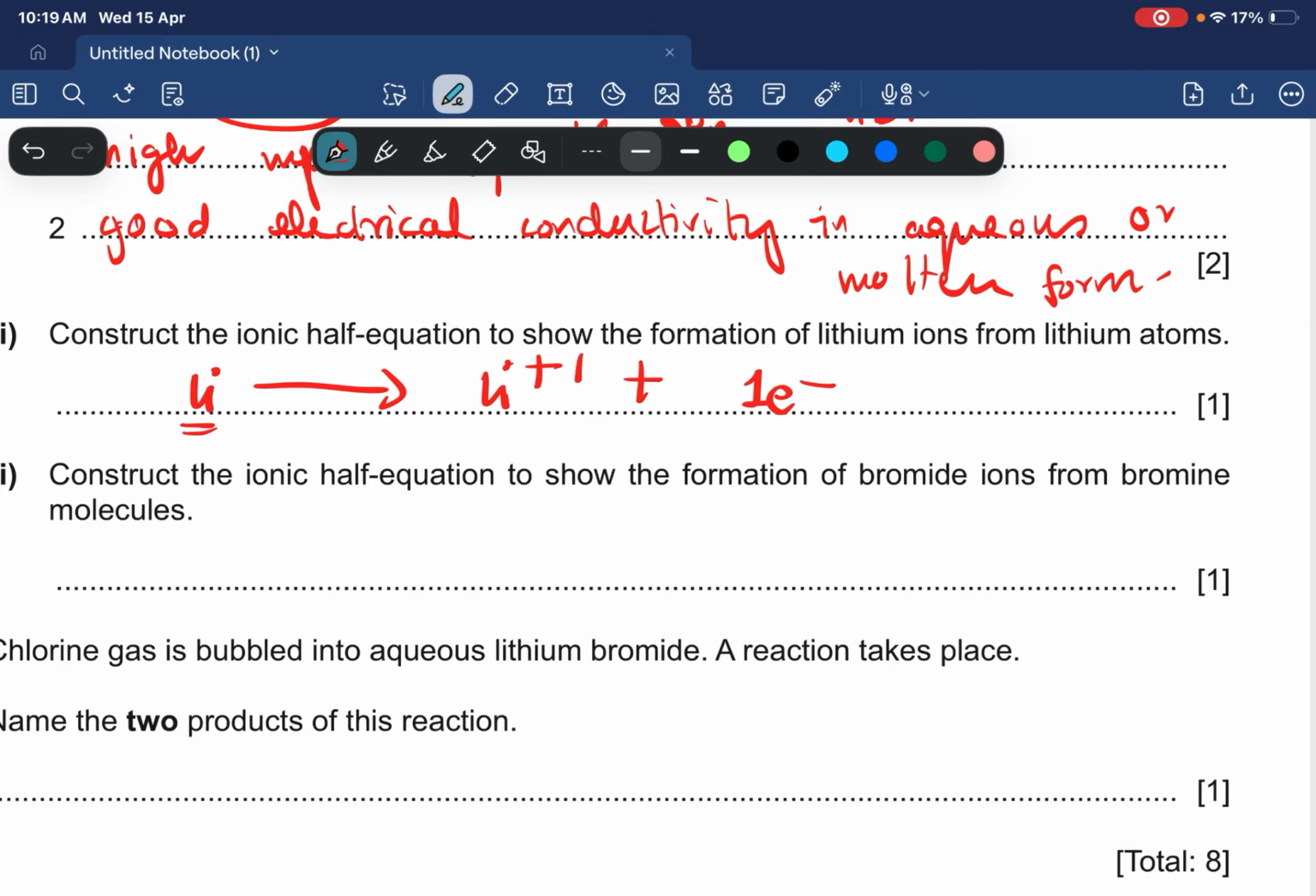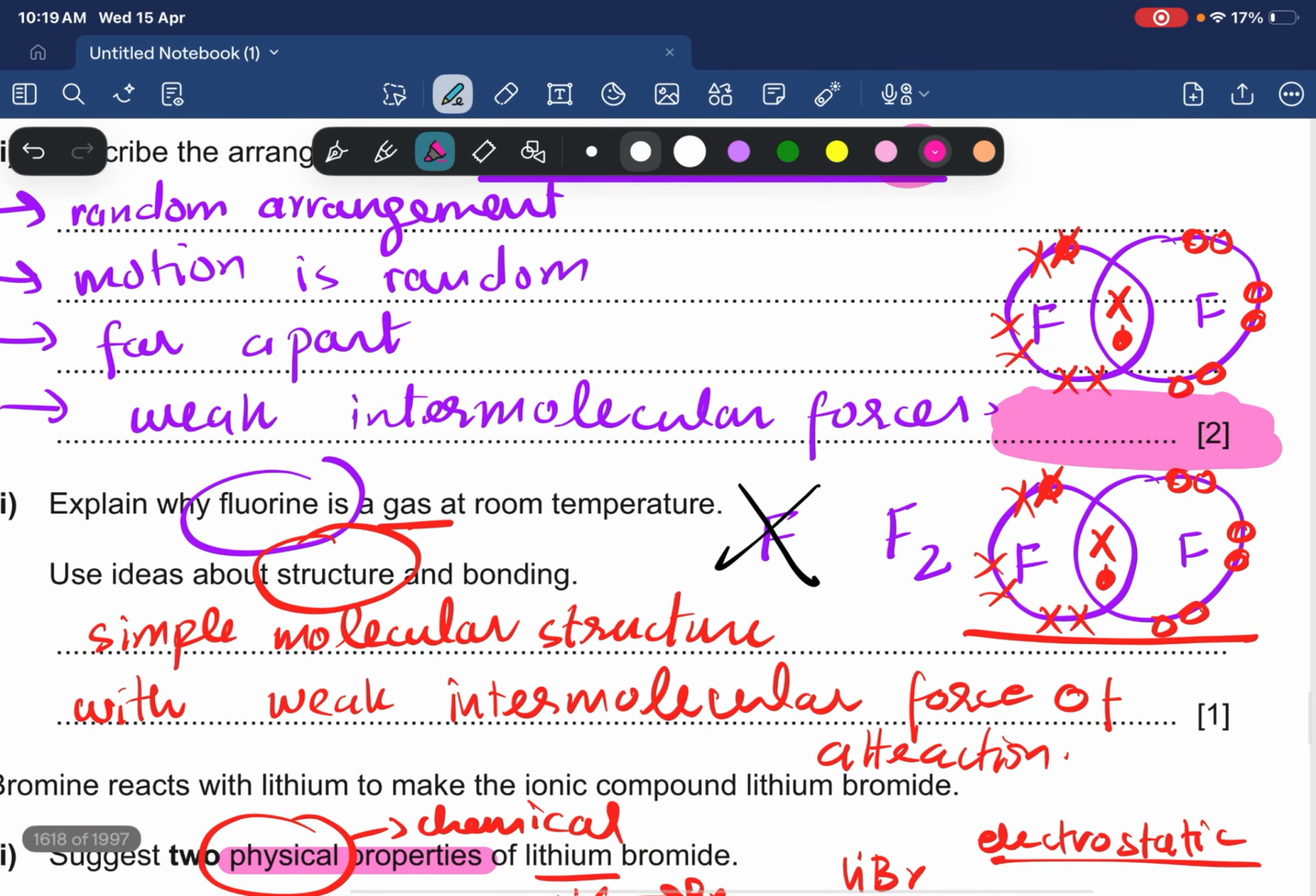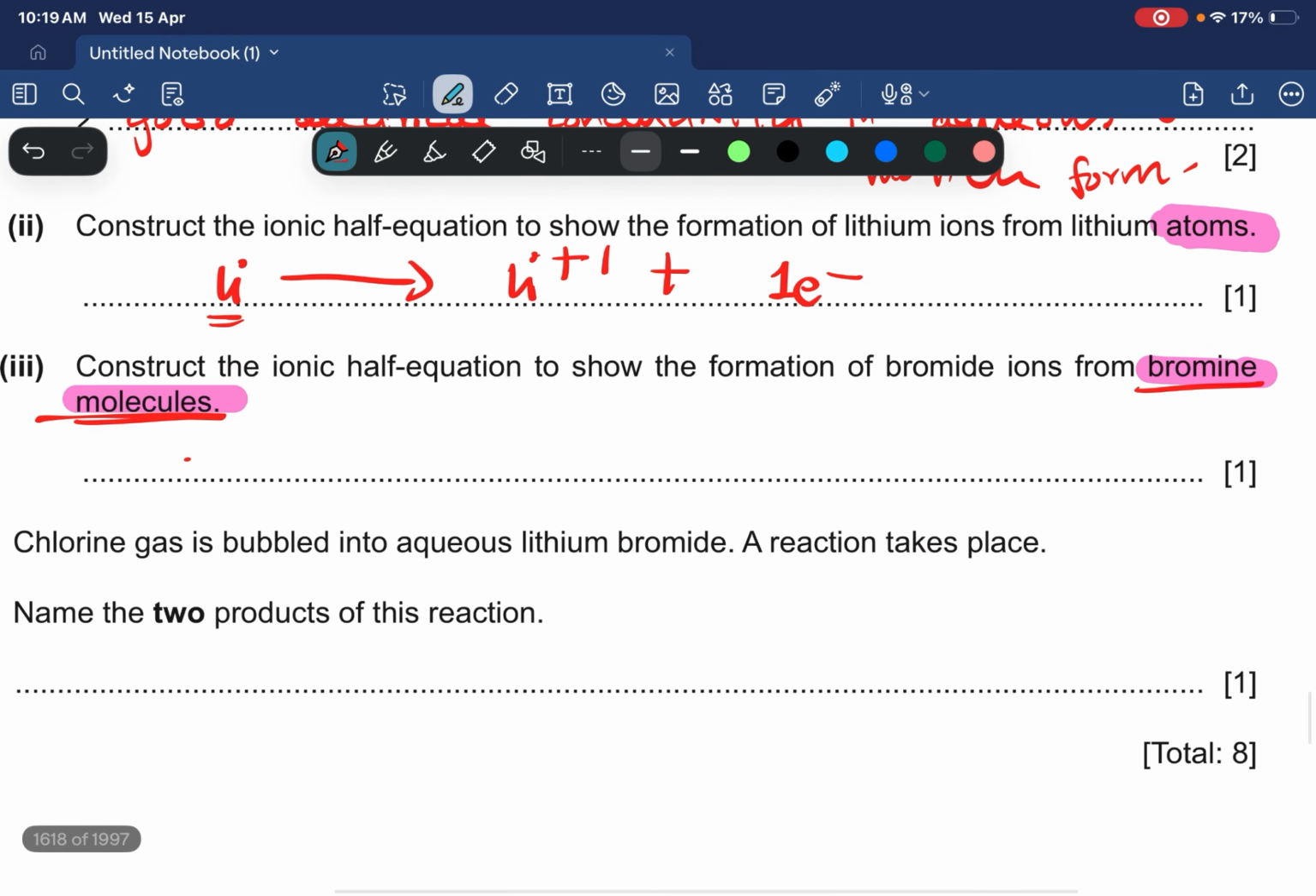Construct the ionic half equation to show the formation of bromide ions from bromine molecules. Over here we have molecules. Over here for lithium we had atoms, because lithium exists in the form of atoms, but bromine exists in the form of molecules. I told you it's a diatomic like fluorine. There are two atoms covalently bonded. So there's going to be a bromine molecule and there are two atoms in it. So 2 electrons are going to be gained. 1 electron is going to be gained by one atom, another electron is going to be gained by another atom to form 2Br-.